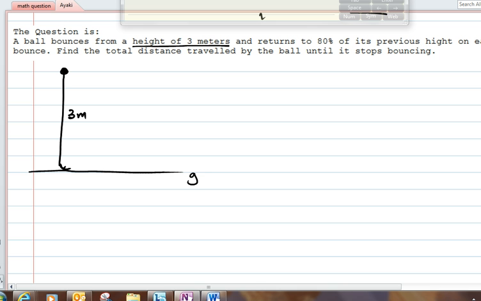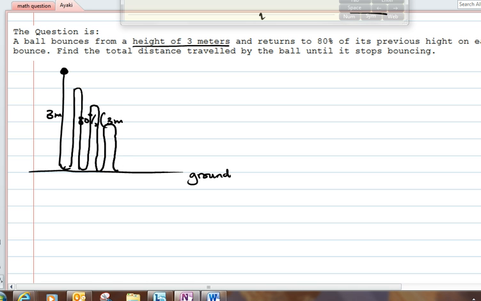So if this is the ground, then this ball will bounce back up. Only this time it doesn't go all the 3 meters up. It only goes to 80% of that. So this is 80% of 3 meters, and then it goes, of course, back down and bounces up again 80%, and this continues. So every time the ball rebounds to 80% of its previous height.